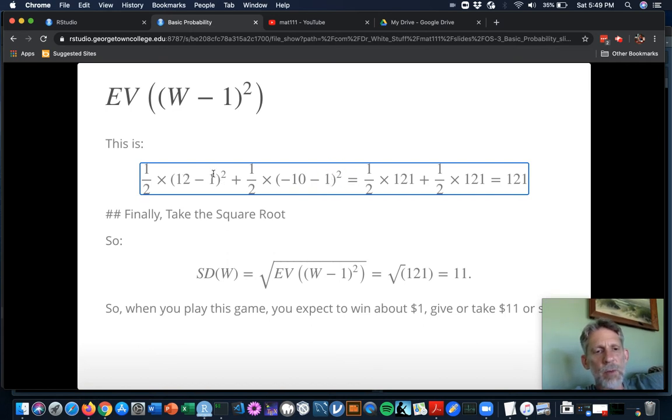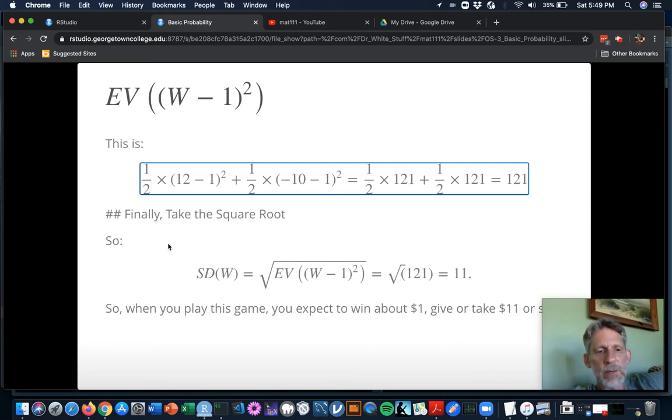Now, 12 minus 1 is 11, and the square of that is 121. Minus 10 minus 1 is a negative 11. Square that, and you also get 121. So half of 121 plus half of 121 is a whole 121.